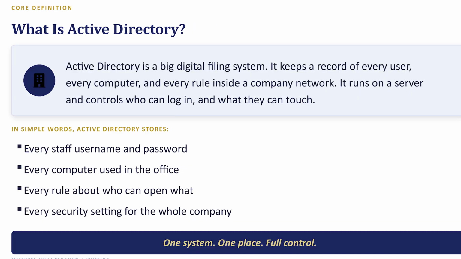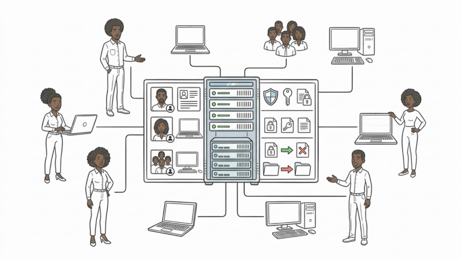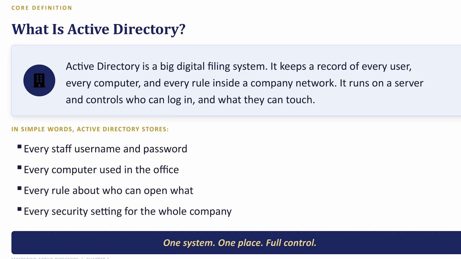Now, family, look carefully at this slide. The slide says, what is Active Directory? The slide gives us a very simple definition. It describes Active Directory as a big digital filing system. Now, let's slow down here. What does that actually mean?